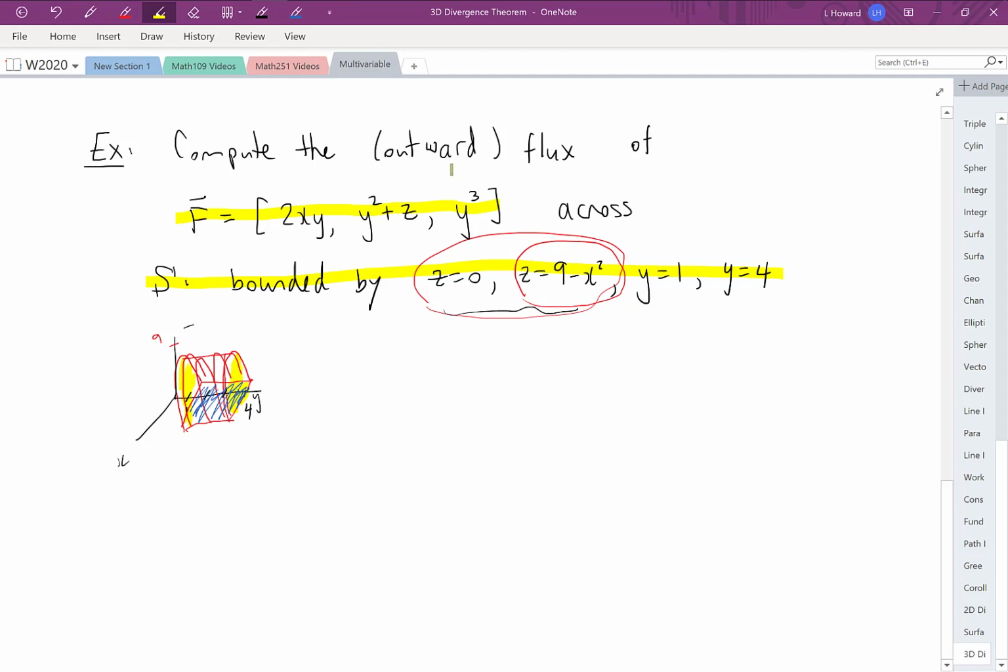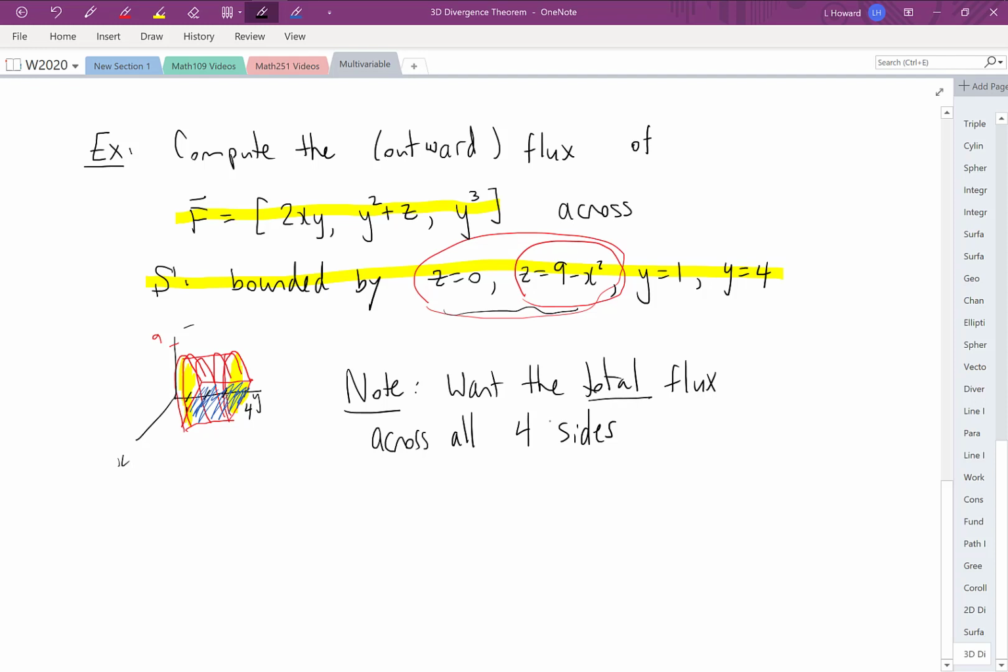And we want to compute the flux of F across S, so that's the outward flux of our vector field across S. So what we want here is the total flux across all 4 sides of this surface, which we've got highlighted in our picture here. So it'd be quite annoying to compute the flux separately for each of those 4 bounding surfaces and then sum them up. The divergence theorem gives us a much faster way of finding the total flux across all the sides, all at once in one calculation.